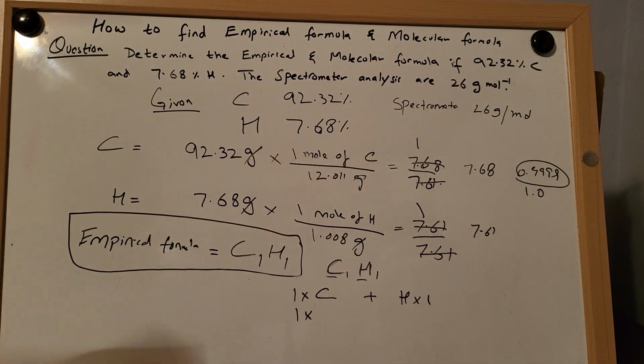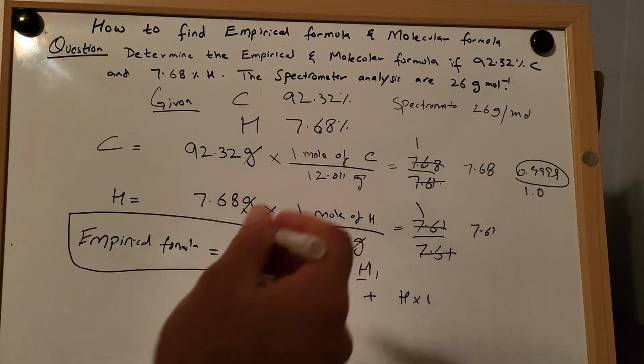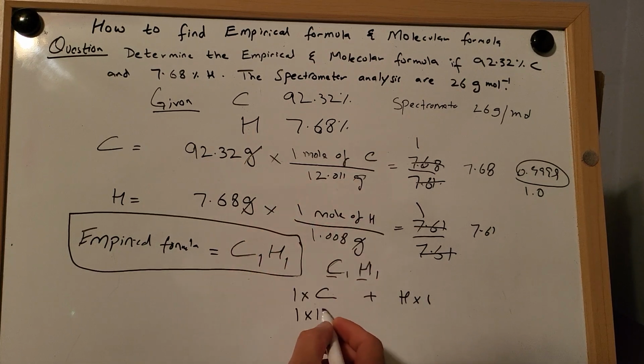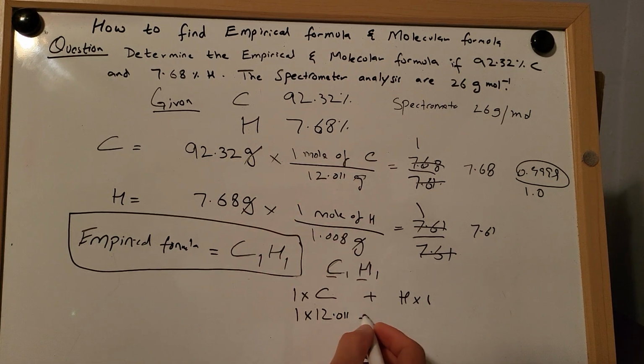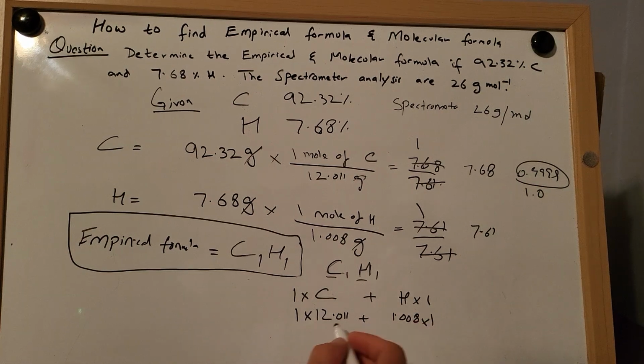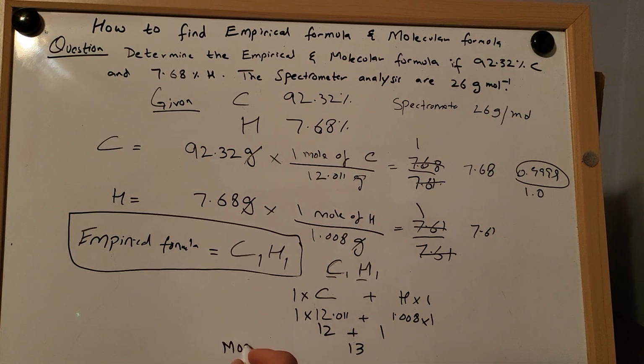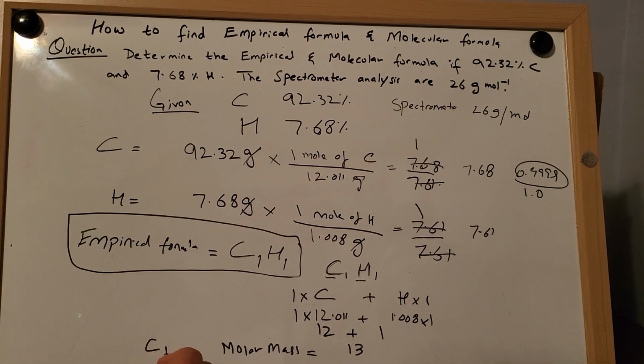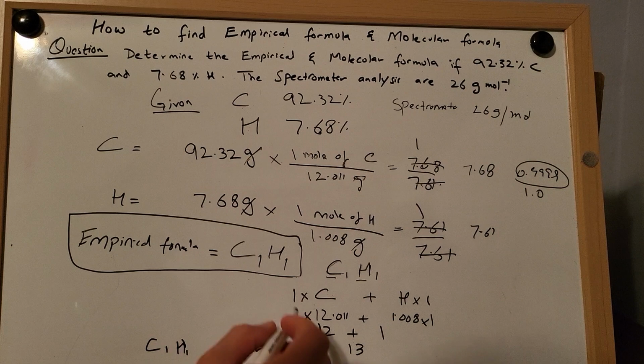What is the value of carbon? We have to go to the periodic table. We just wrote it down here, it is 12.011 for the carbon, and the hydrogen is 1.008 multiplied by 1. So we got 12 here plus 1 here. 12 plus 1 is equal to 13. So our molar mass for C1H1 was 13.